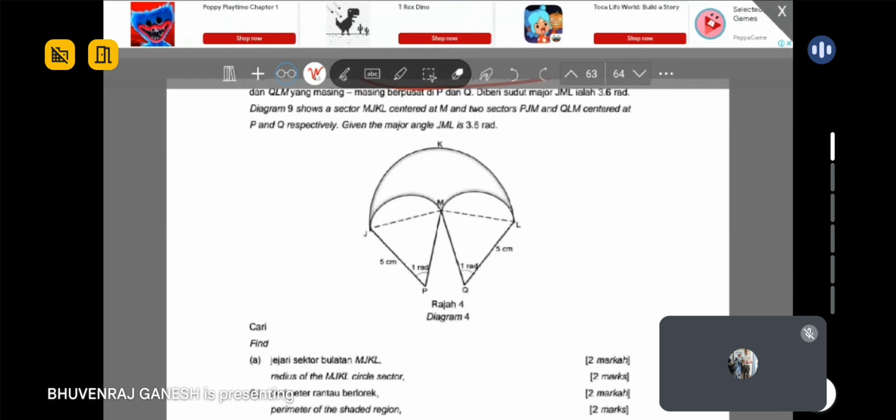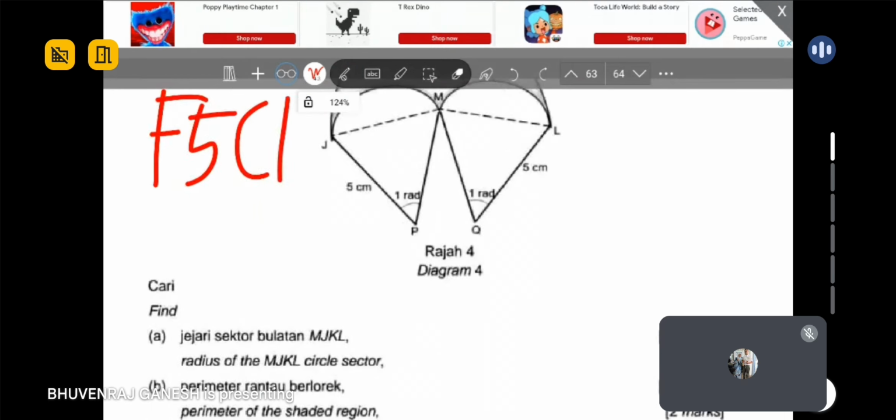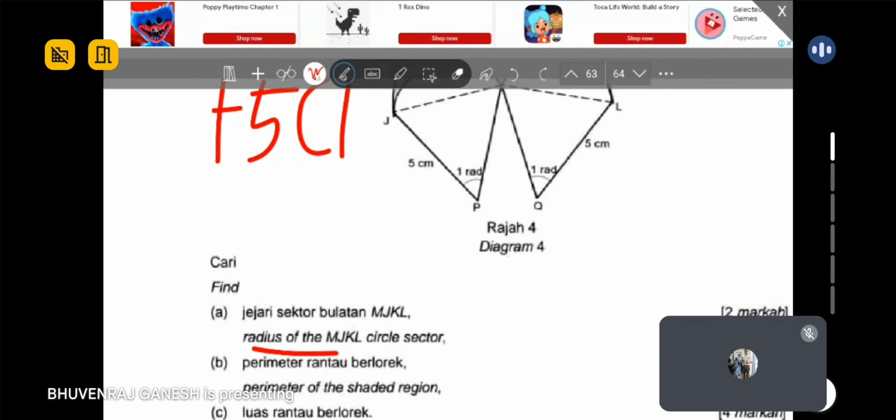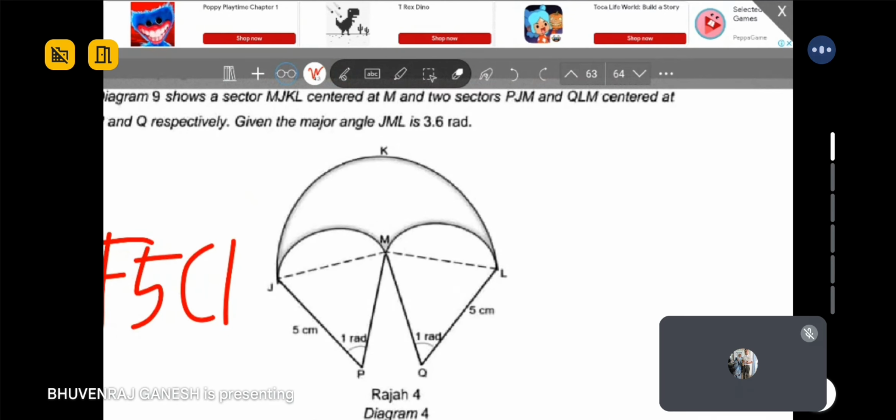We look at the last question. For question 15, this one is circular measure, Form 5, Chapter 1. For the first question, they ask you the radius of sector MJKL. So you want to find the radius of MJKL. So anyone? How do we find it? Think and see, guys. How can we find the radius?